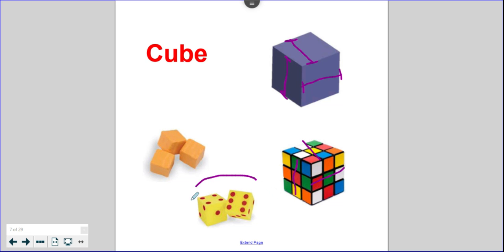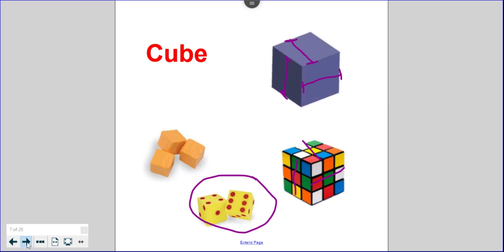Have you ever seen these in a game at your house? Does anyone know what they're called? They're called dice. And a lot of times in games, you roll them to see how many spaces to move. They are also the shape of a cube. And I'm taking a look right here. These look like maybe building blocks, or someone's made some cubes out of clay. Very cool.